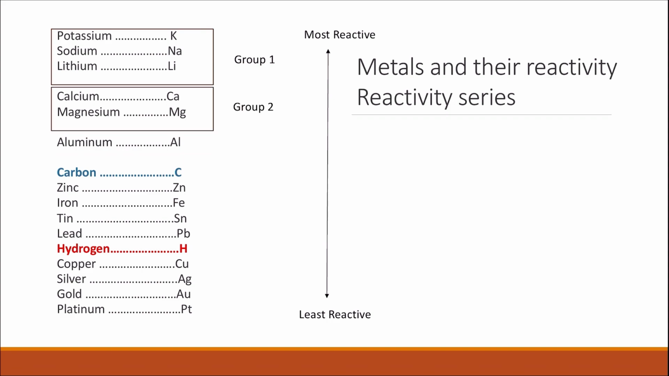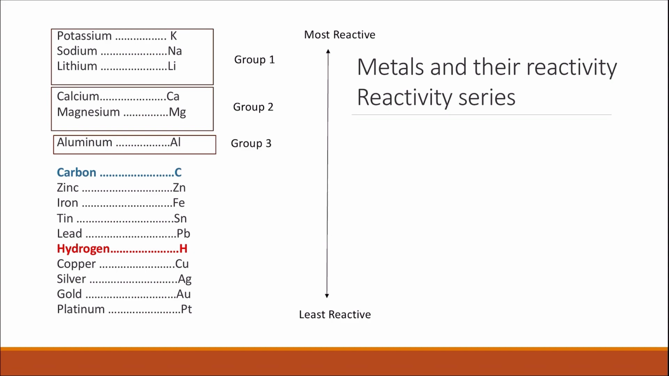The next two metals in the series are group 2 elements. So you're going to find calcium and magnesium. Again, group 2 elements have the same trend of reactivity, where down the group, the reactivity will increase. So calcium will come first as being more reactive and then magnesium. The third one is aluminium, and aluminium is a group 3 metal. All these group 1, 2, and 3 metals are more reactive than carbon.